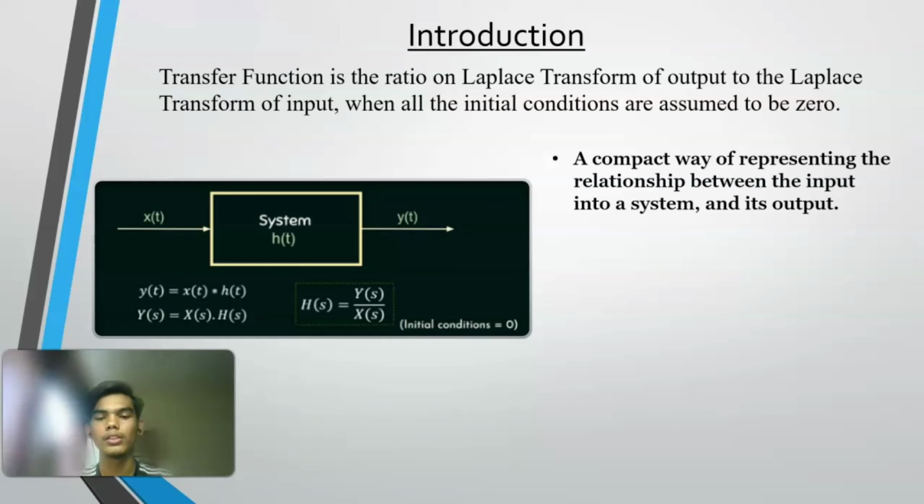It is because we define the transfer function for an LTI system, and in case of an LTI system, all the initial conditions are zero. If the initial conditions are not zero, then the system will not be a linear system, and hence the system will not be LTI. That's why, to define the transfer function, all the initial conditions are assumed zero.